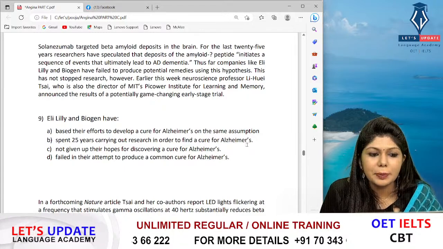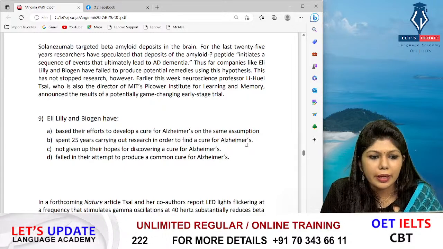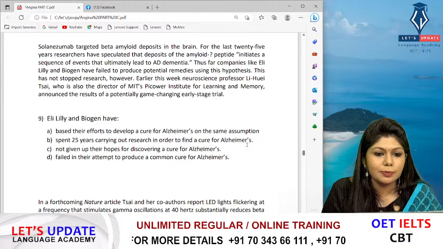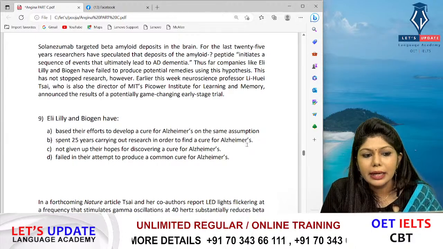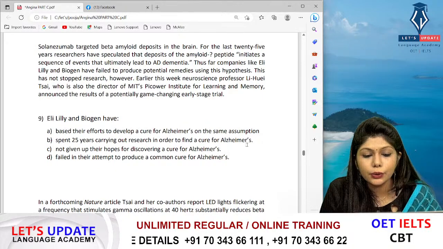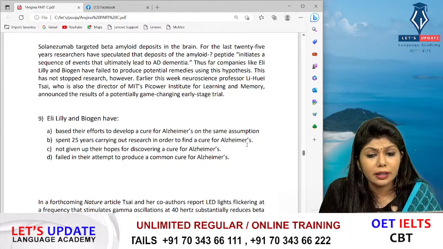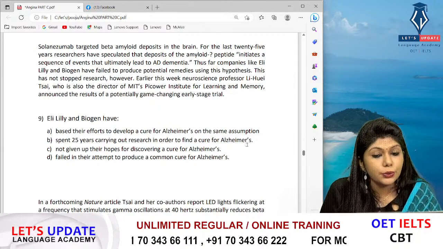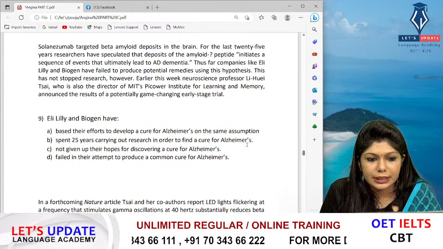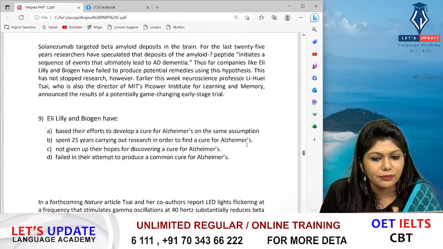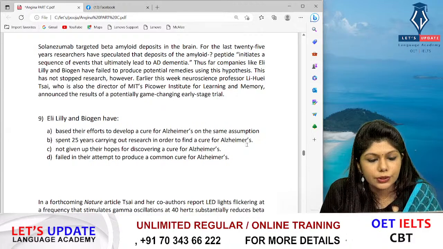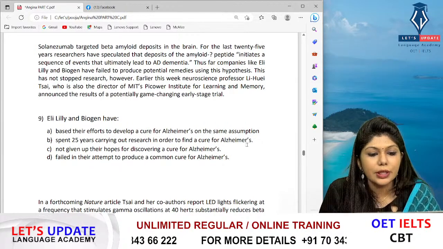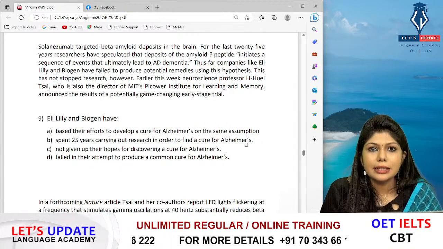Okay, so let's read this paragraph. Solanezumab targeted beta amyloid deposits in the brain for the last 25 years. Researchers speculated the deposits of the amyloid peptide initiates a sequence of events that ultimately lead to AD dementia. Thus far, companies like Eli Lilly and Biogen have failed to produce potential remedies using this hypothesis. This has not stopped research, however. Earlier this week, neuroscience professor Updal, who is also the director of MIT's Pike Institute for Learning and Memory, announced the results of a potentially game-changing early-stage trial.